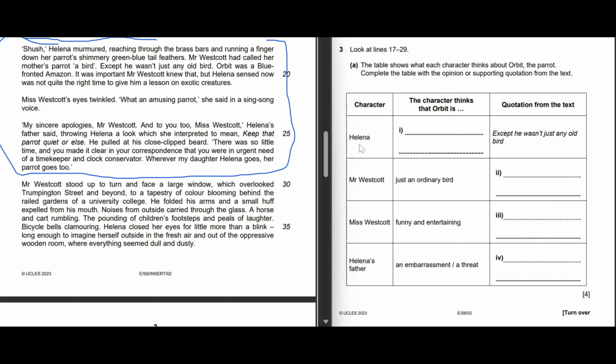So characters: Helena, Mr. Westcott, Miss Westcott, Helena's father. The character thinks that Orbit is what? Just an ordinary bird. For Miss Westcott's, funny and entertaining. For Helena's father, an embarrassment or a threat. Quotation from the text. In here, given example is except he wasn't just any old bird. So we have to fill in here 1, 2, 3, 4 slots. So let's give a few seconds to do this. Find the answer from this box, guys.